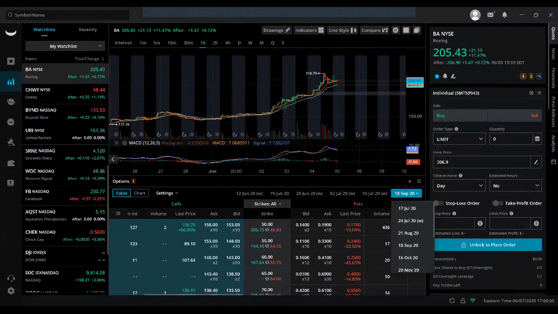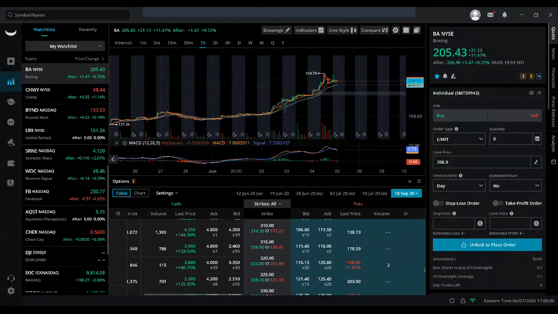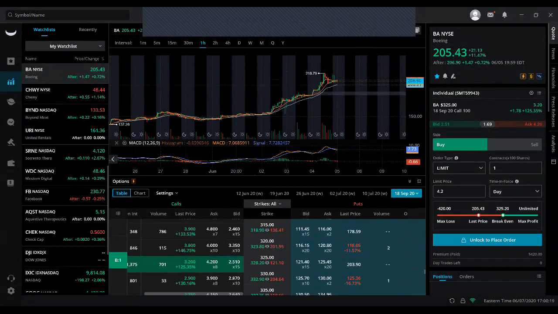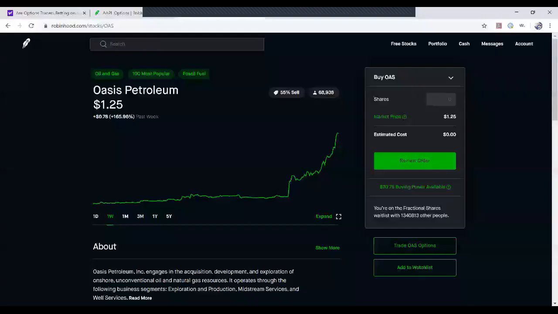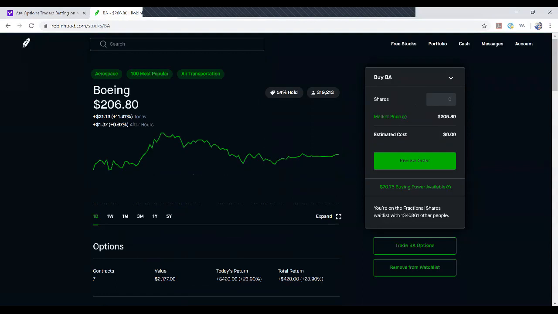So let me go September 18th, right? Looking at all the strikes, 325. You can see right now it's about 3, that's the last price, 3.2, right? This can be kind of confusing, so let me show you how you can utilize Robinhood to work with this. If we head over to Robinhood, right? Let's go to Boeing, trade options.